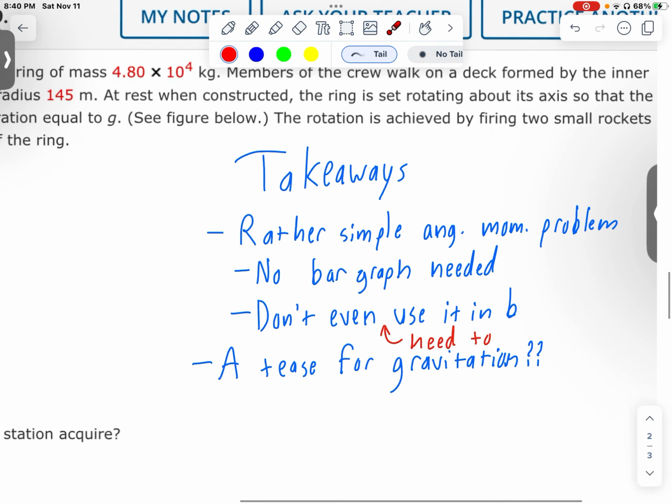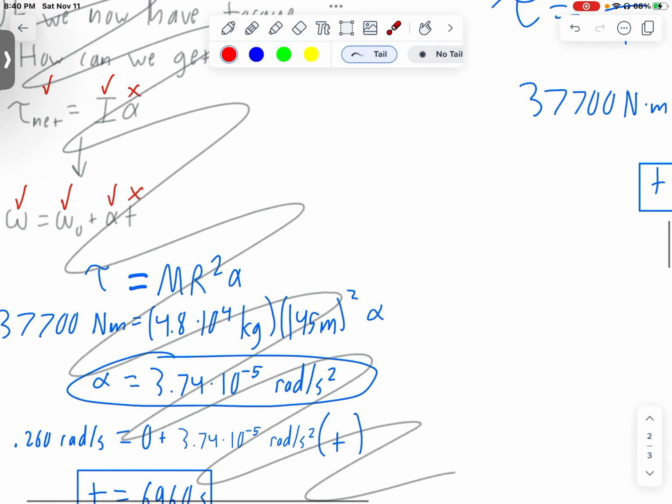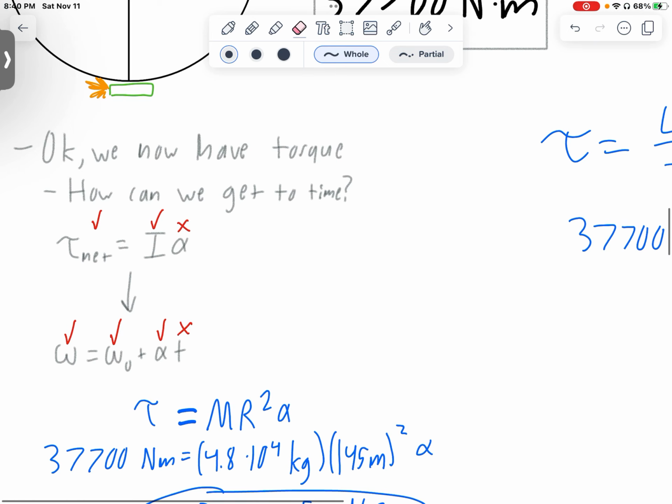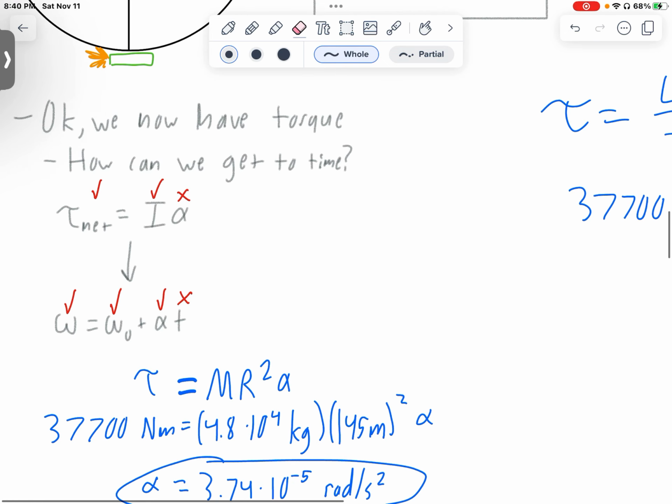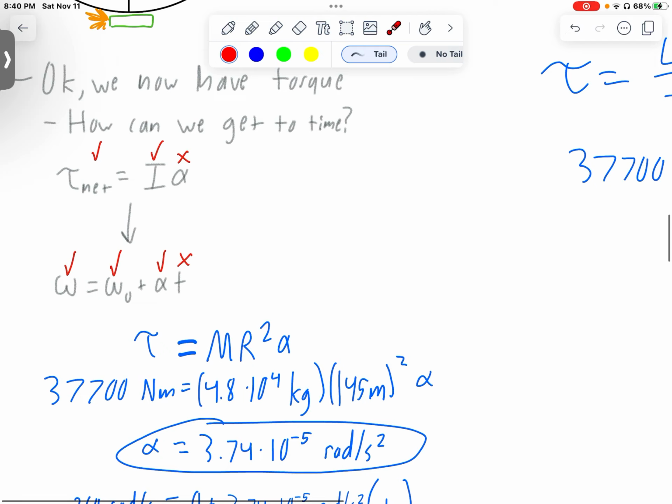It's a rather simple angular momentum problem. You don't really need an angular momentum bar graph or anything because, again, it's just one object rotating. Some interesting part I found is that you don't even need to use angular momentum in part B. Let me explain that. After I found my torque, this is what I originally did: I thought you can use torque equals I alpha, and then from that use a kinematic equation.